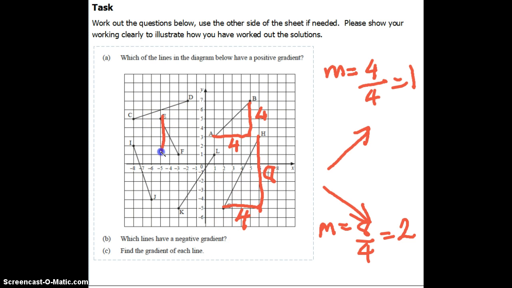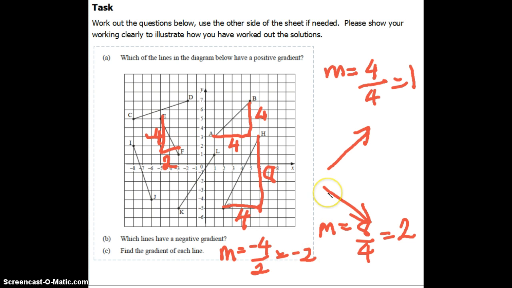Over here, I can see that if I go across 2 squares, then I've gone 1, 2, 3, 4 squares down. So the gradient is going to be equal to minus 4 divided by 2, which gives me negative 2. I can see that every time I go across 1 square, I've got to go down 2 to get back to the line. Hence the gradient is minus 2.